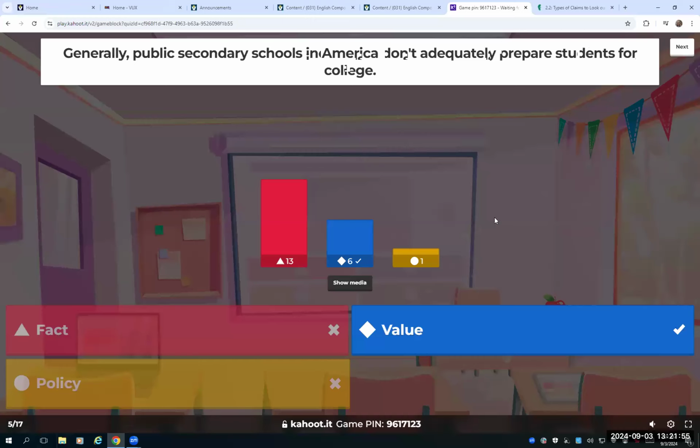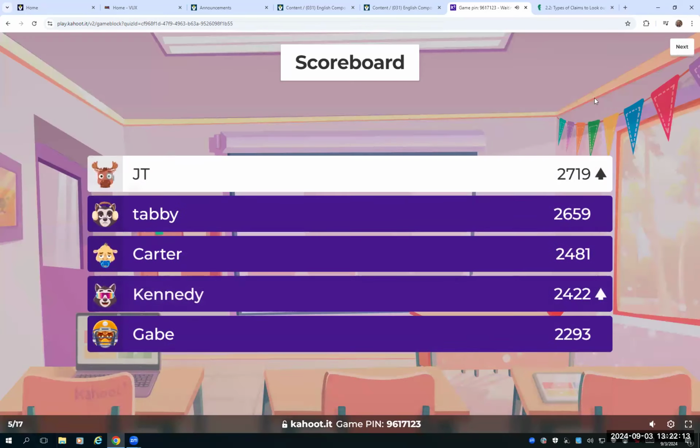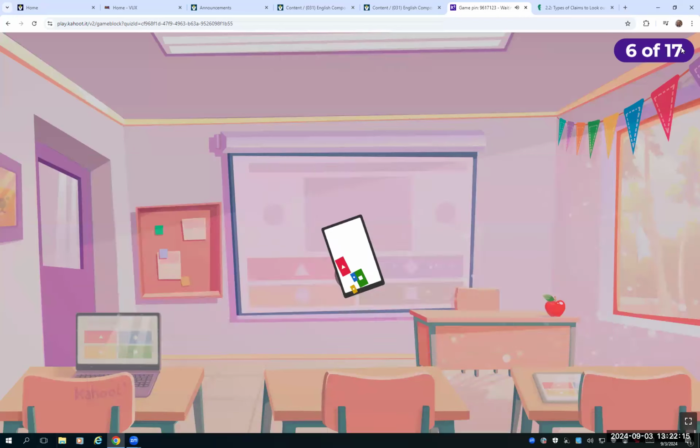I'm wondering if that one is wrong too. Assessment, and well, I'd say a claim of value. It could also be a claim of fact, but we are talking about whether the schools do a good job or not. So if that were a test, I would have taken both answers. All right, let's do another one.